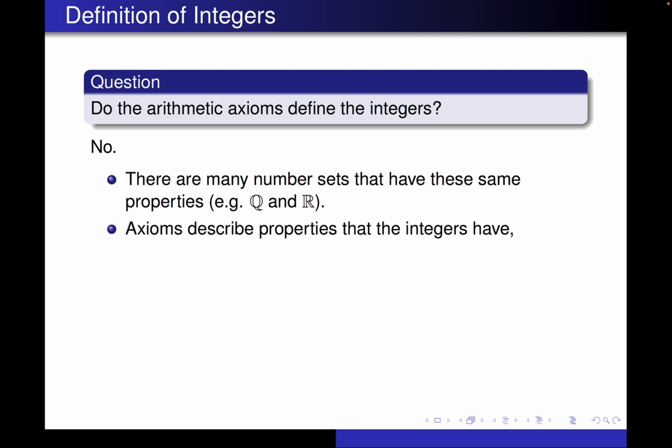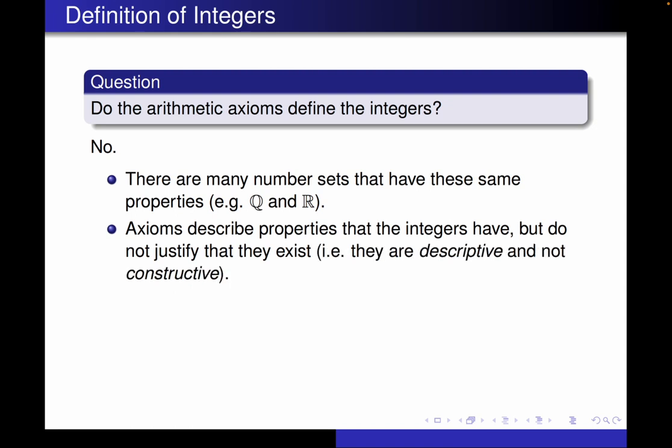The other thing is that axioms don't tell us that the integers exist. They describe the properties that the integers have, right? They describe what the properties are, but they do not justify that they exist. So they are descriptive rather than constructive. They help us describe what integers are like if we believe in them. They do not tell us how we would actually build integers from the ground up.